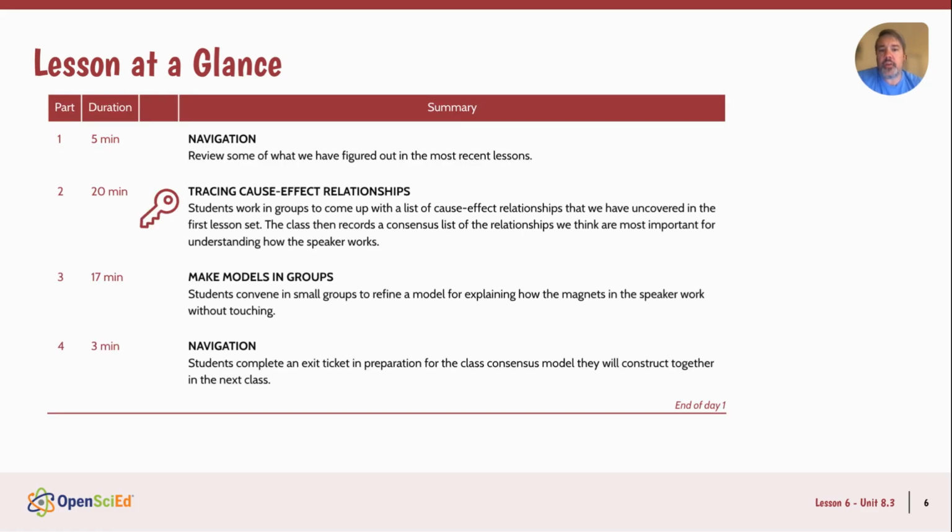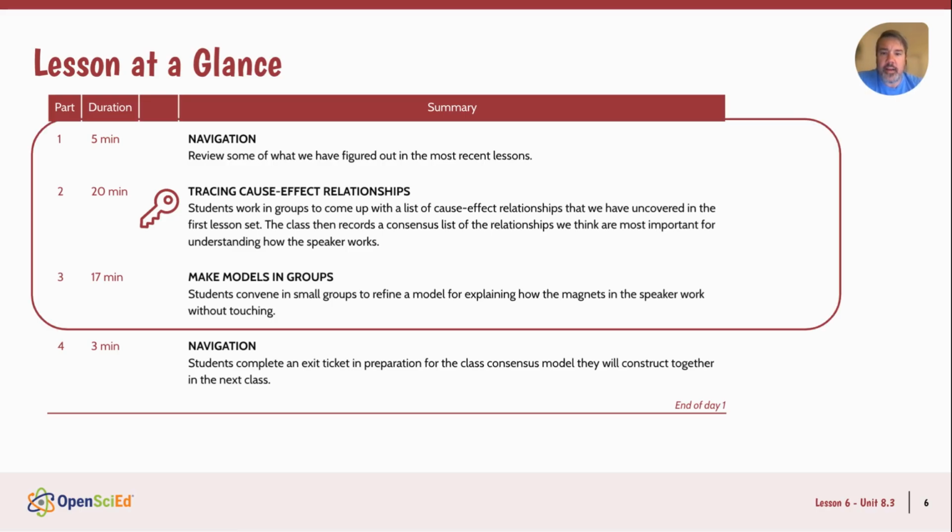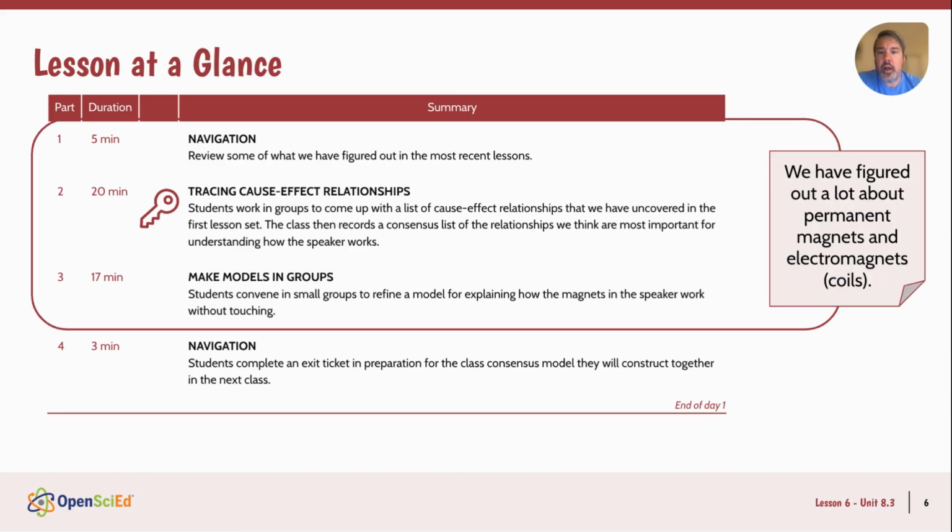All right. So this lesson across the multiple days has several chunks that break down. In this first chunk, in the first day, we've figured out a lot of stuff about permanent magnets and electromagnets, the coils. And so we develop a whole bunch of cause and effect relationships, and we make some models in our small group. And then that sets us up to want to do this in a larger space.